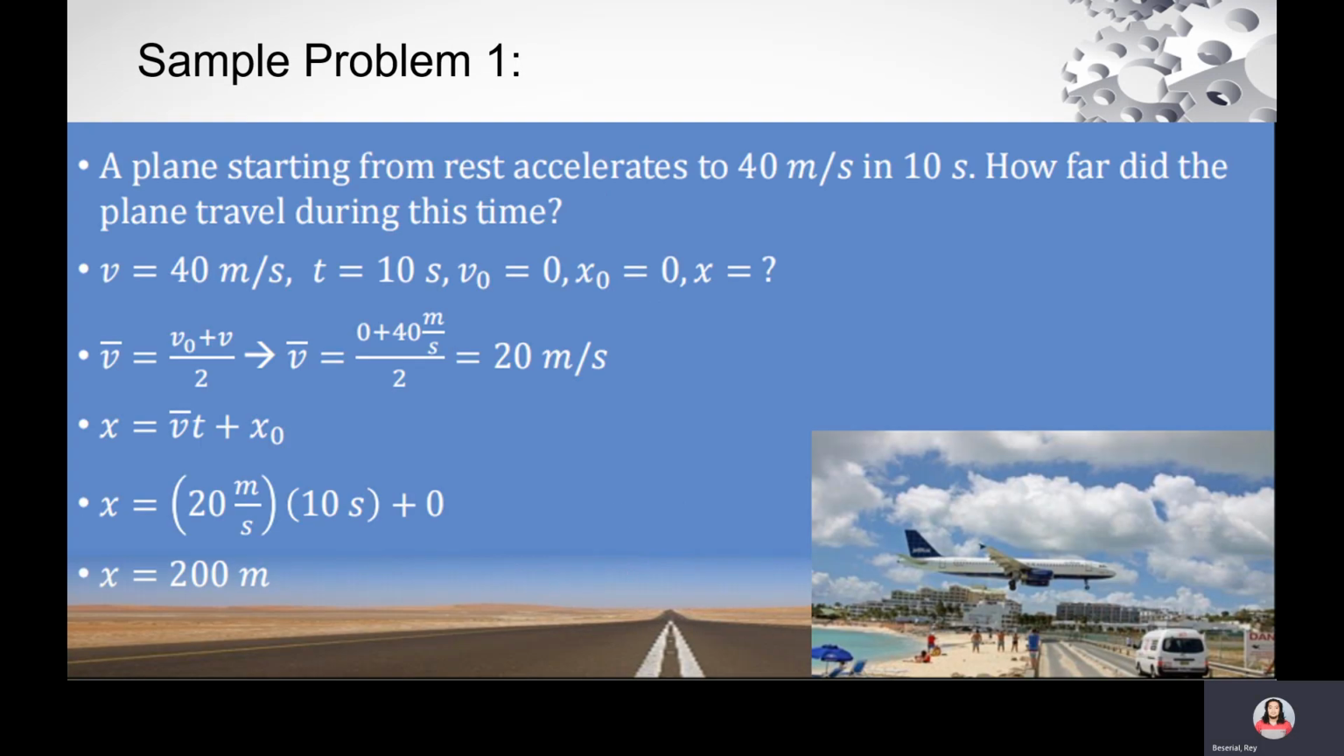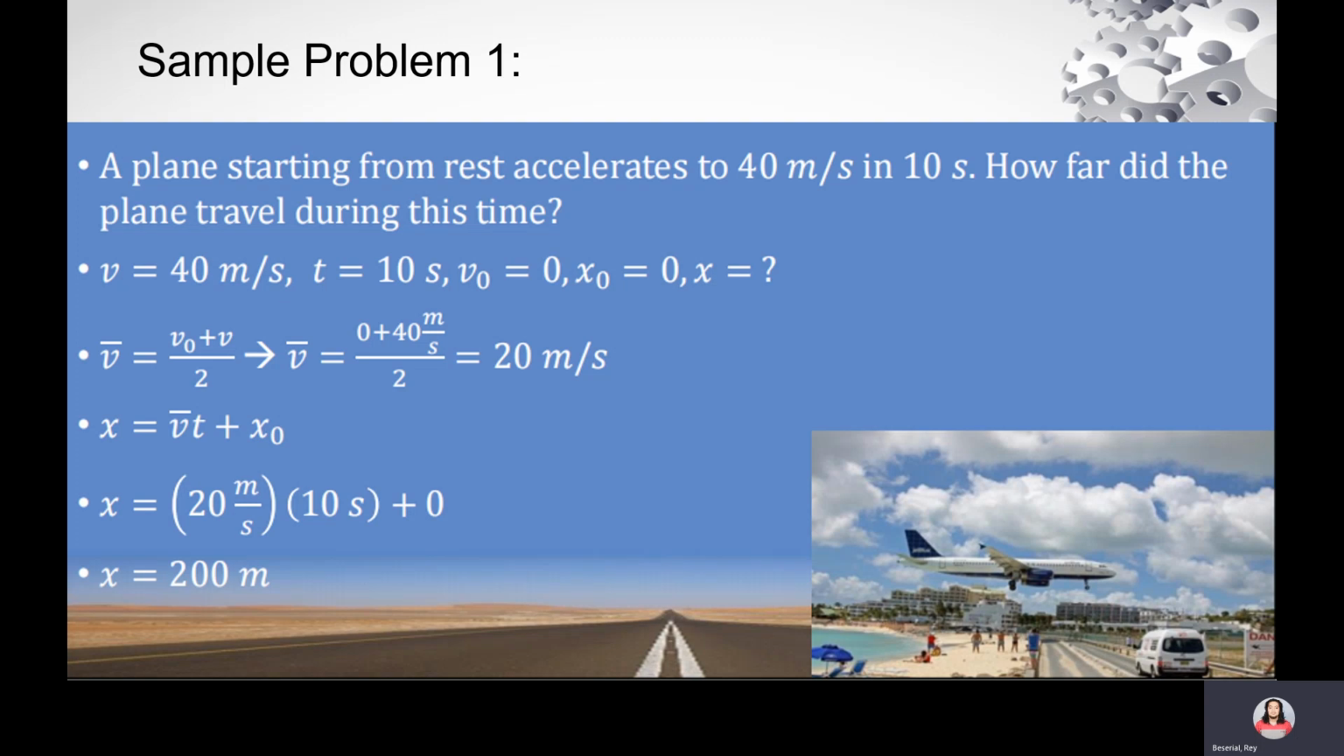So meron tayo ditong sample problem na. Tatakal na tayo ng ating mga sample problem. So for problem number 1, a plane starting from rest accelerates to 40 meters per second in 10 seconds. How far did the plane travel during this time?